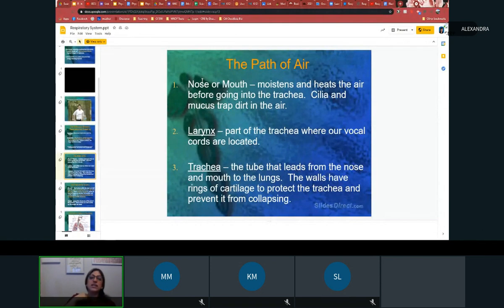Then we have the larynx. The larynx is over here, and it's part of the trachea where our vocal cords are located. That's pretty much down at the base of the throat, right over here. So the larynx is really where our vocal cords are located. And then the trachea, like I said, is the tube that leads from the nose and mouth to the lungs. The walls have rings of cartilage to protect the trachea and prevent it from collapsing.